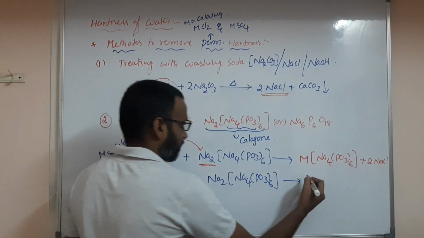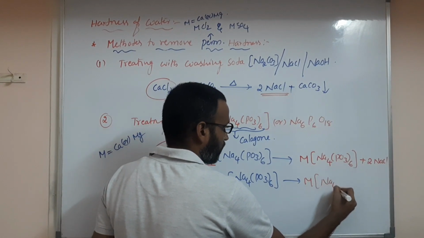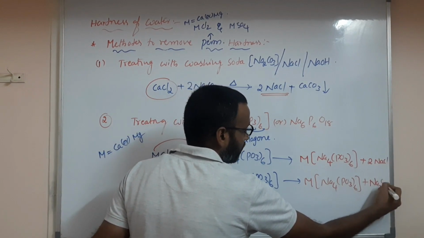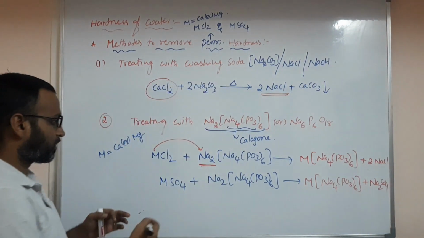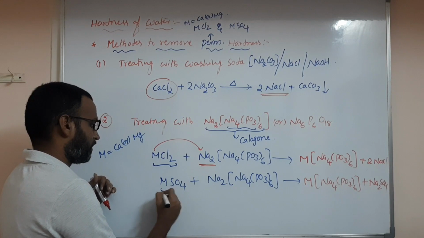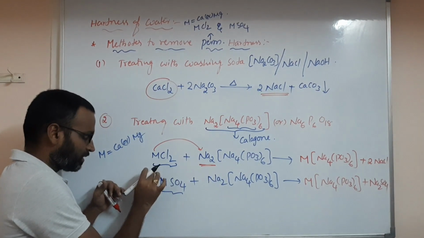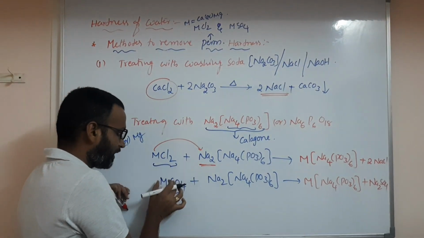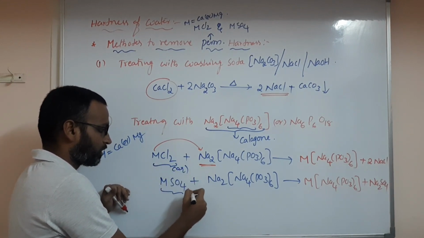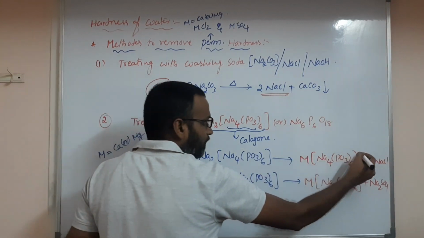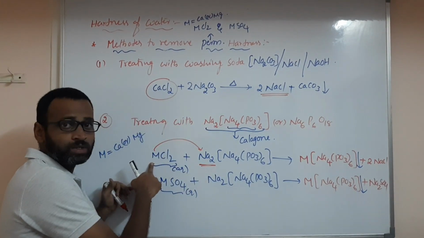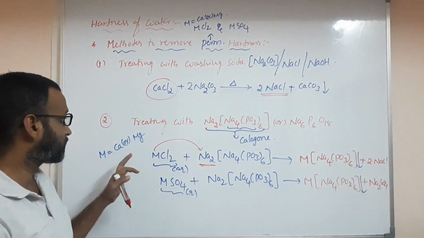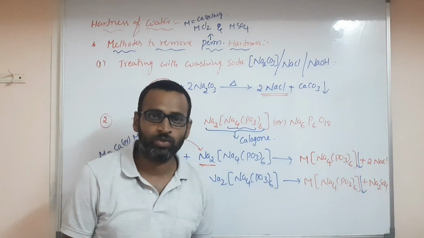And now this M, same story, M2[Na4(PO3)6] and Na2SO4, sodium sulfate, present in water. Is it present as a precipitate? No, this is dissolved in water. But when you treat this hard water with calgon, then this will deposit actually. So these are in dissolved state, and they are depositing. This M we are removing. So this is the calgon process to remove permanent hardness.